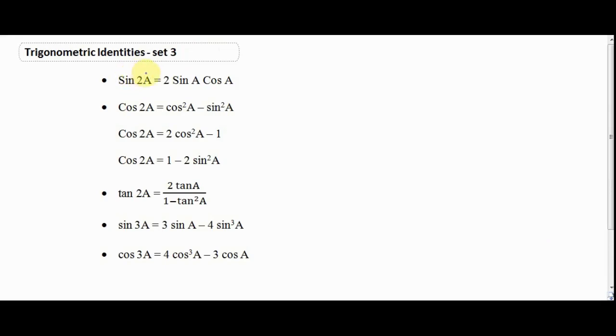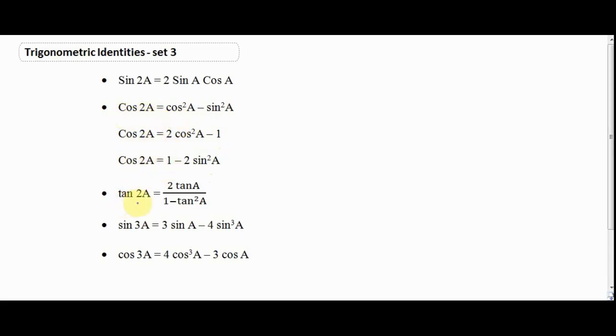Now let's see another set of trigonometric identities. Sin 2a is equal to 2 sin a cos a. Cos 2a is equal to cos square a minus sin square a, which is also equal to 2 cos square a minus 1, and that is also equal to 1 minus 2 sin square a. So please be thorough with all these three definitions corresponding to cos 2a.